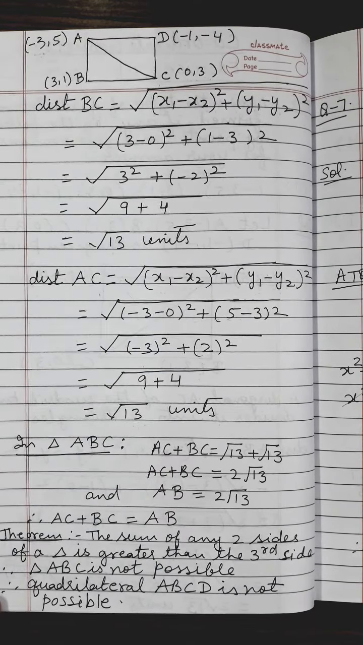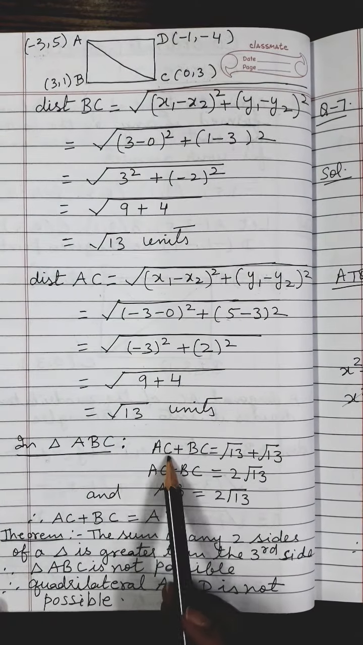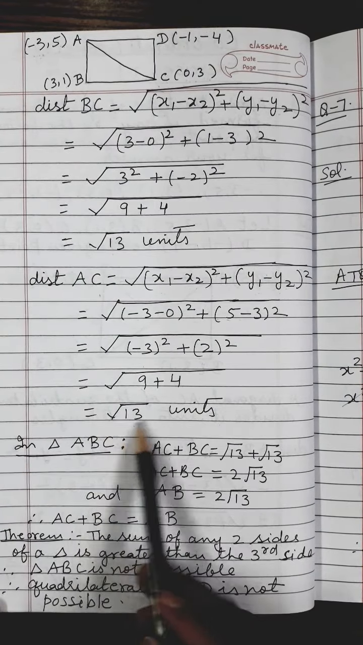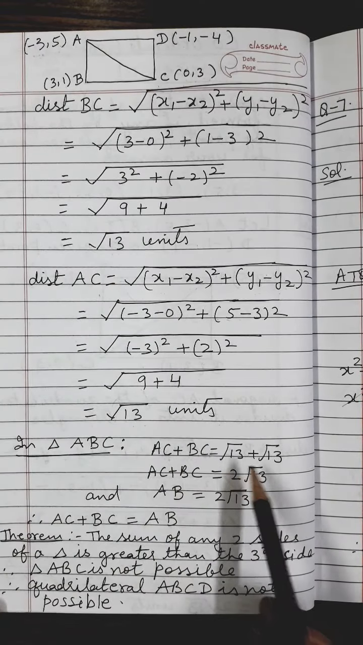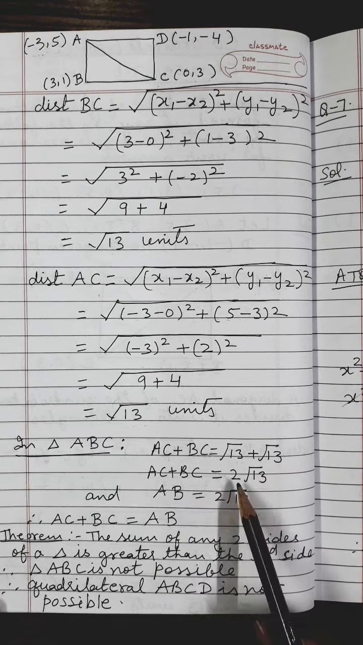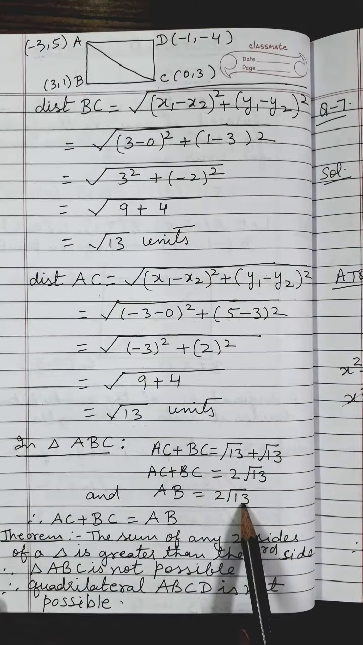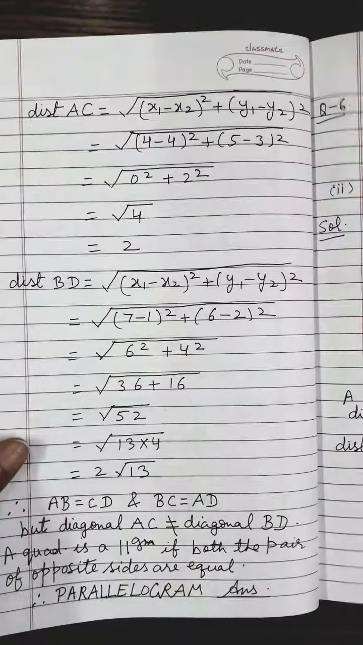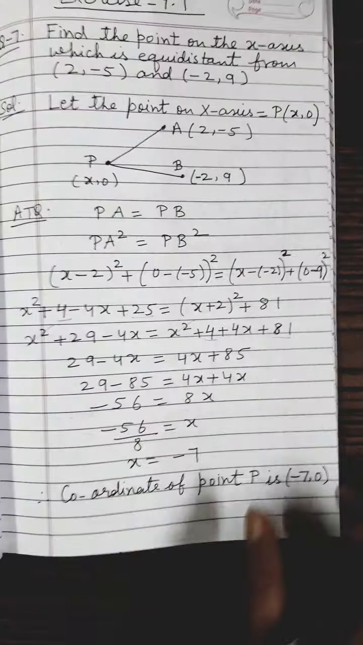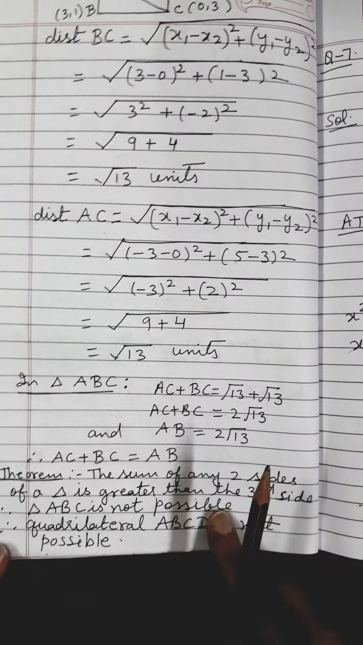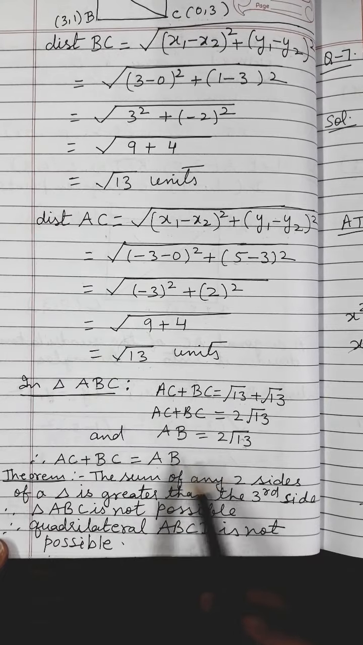So what do you notice in these three distances AB, BC, AC of triangle ABC? In triangle ABC, AC we have calculated as root 13 and BC is also root 13. So if I add these two sides, I will get root 13 plus root 13, which will give you 2 root 13. Right, now come to side AB. We have calculated side AB as 2 root 13. So I write down side AB as 2 root 13. So what do you observe here, that AC plus BC is equal to AB.